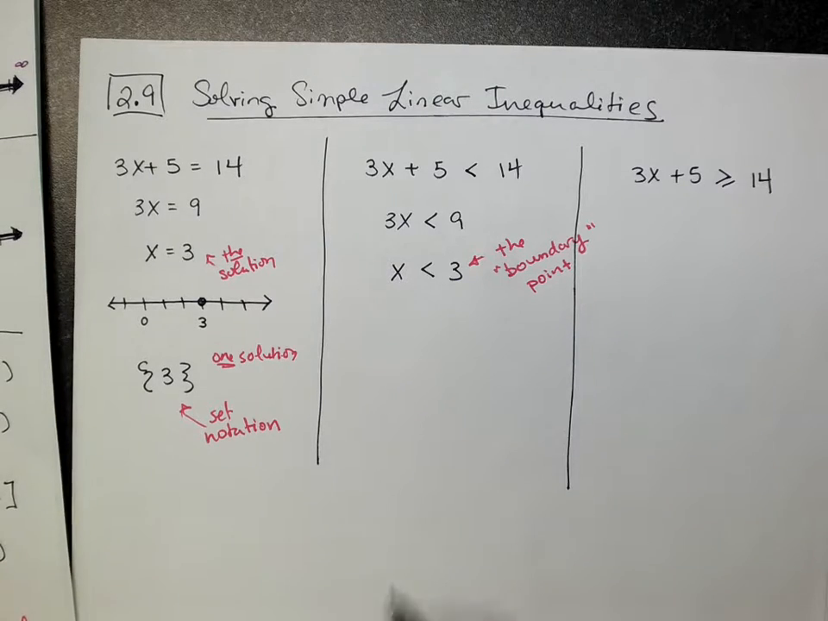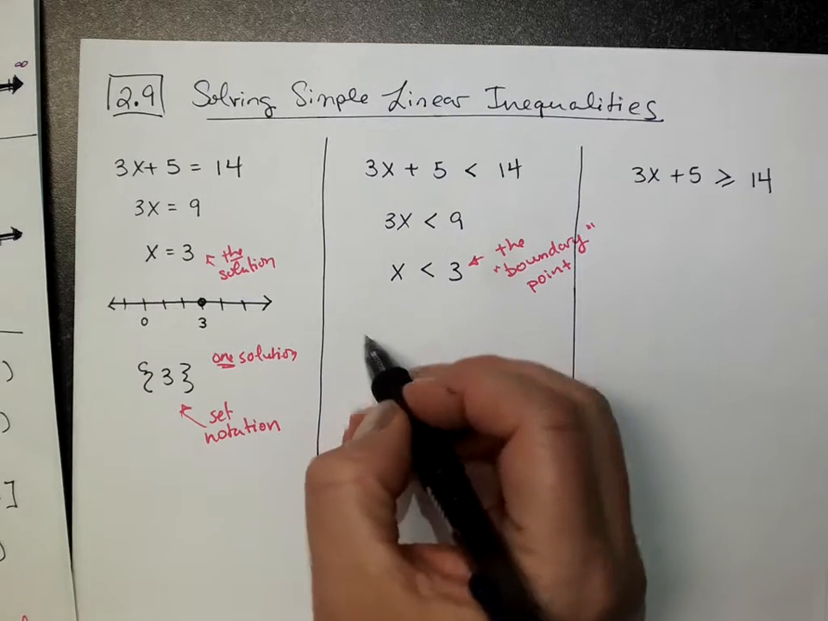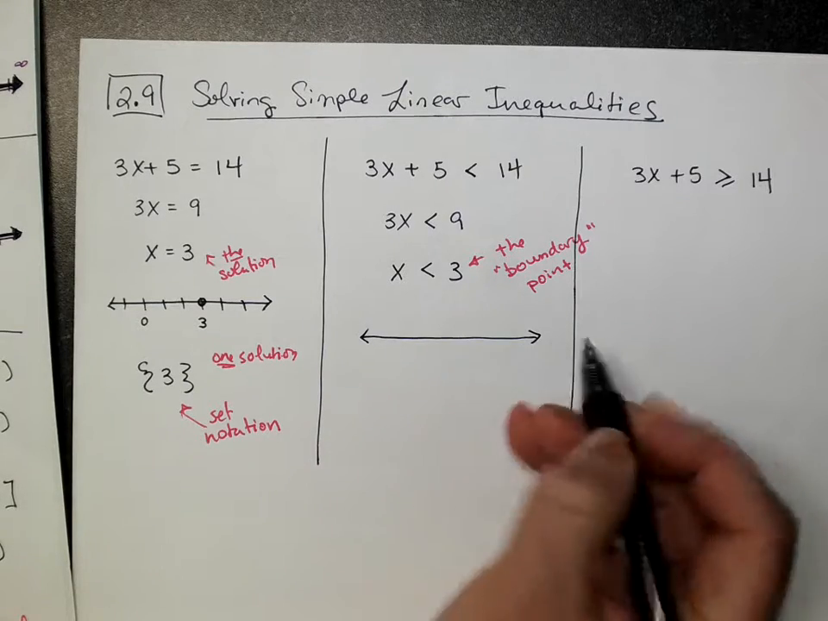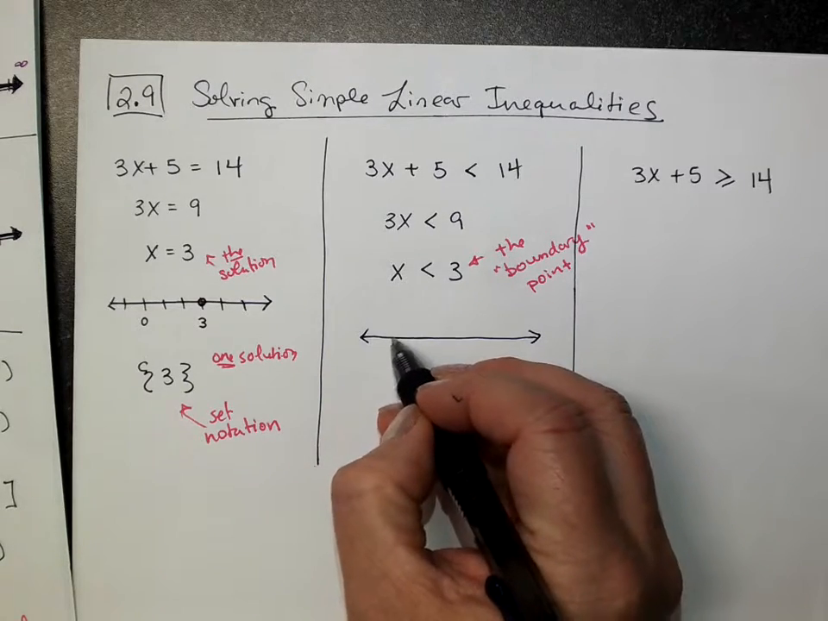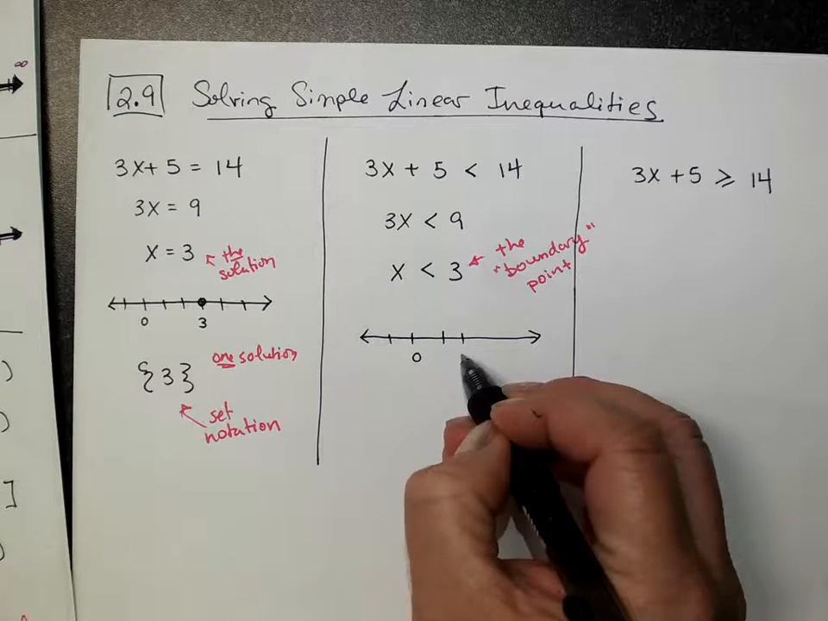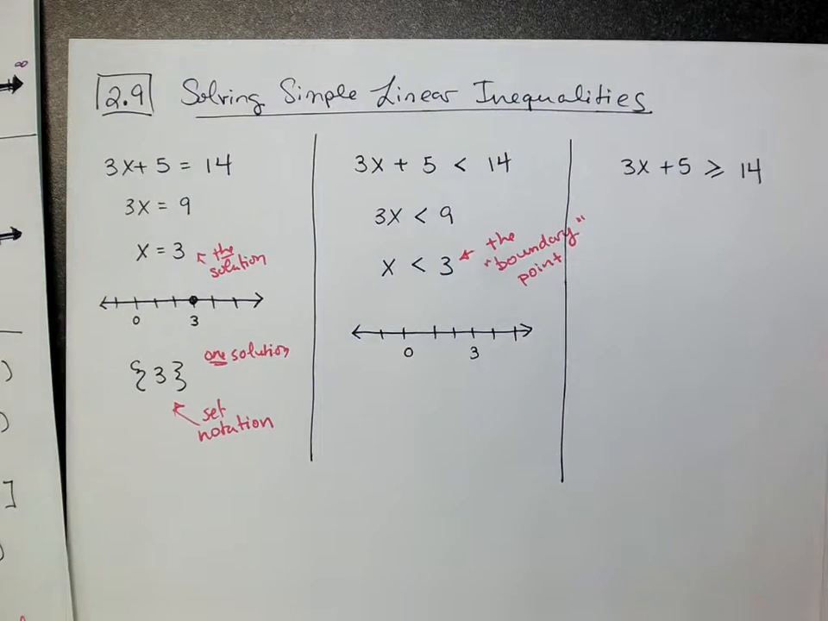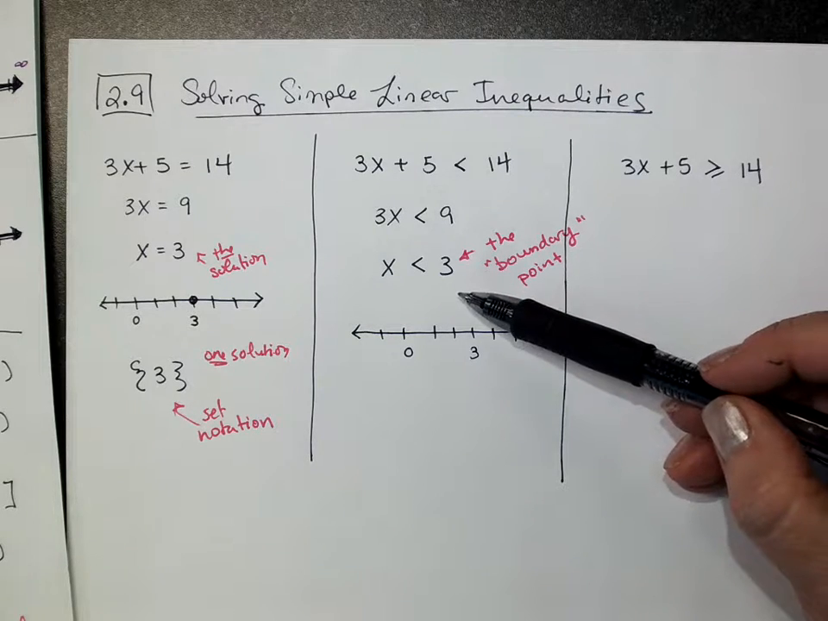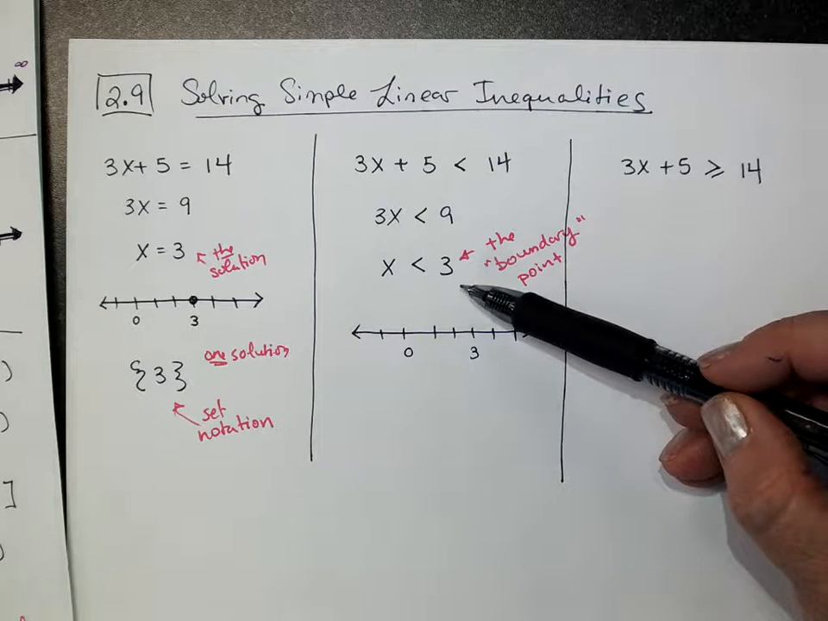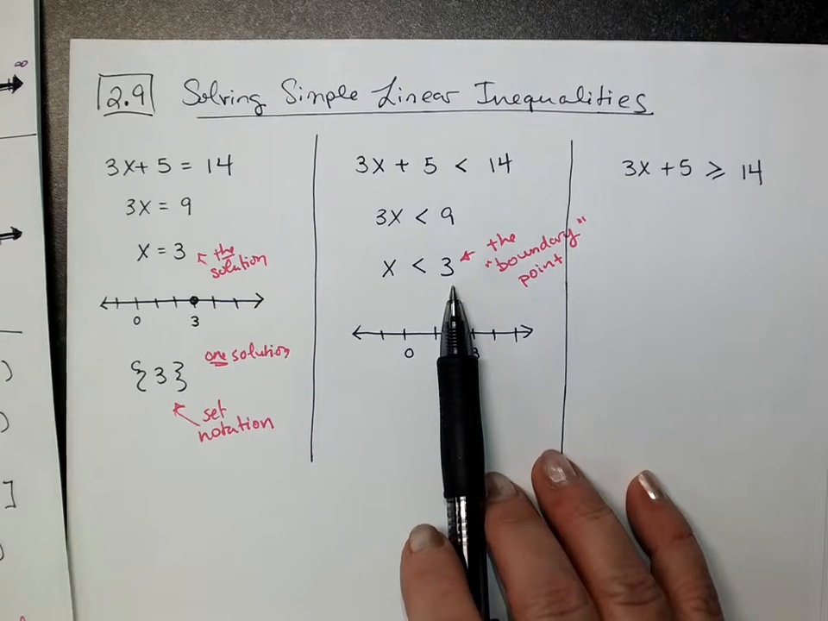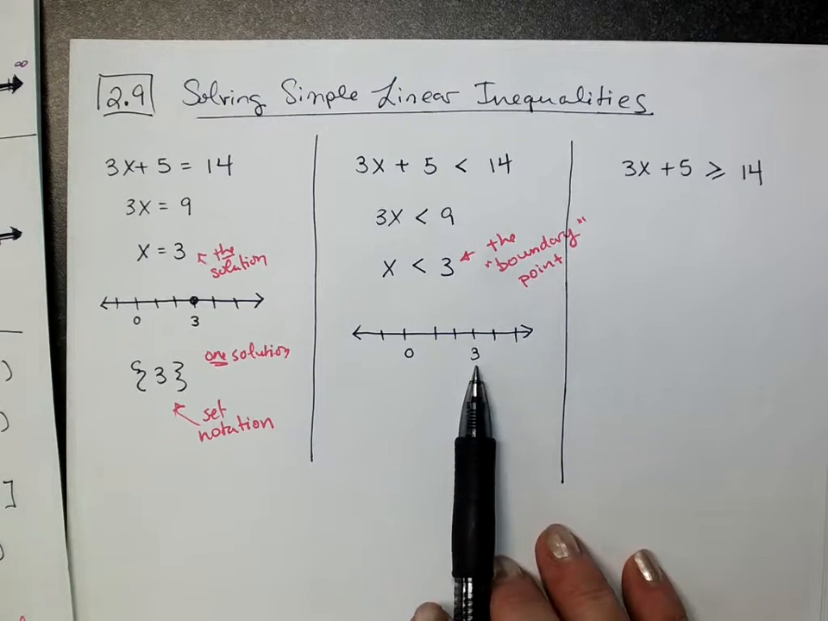So this is, let's put this on a graph. So how do we, now is 3 a good solution? No. In this case, the boundary point is 3, but it's not included. How are we going to show that on a graph?